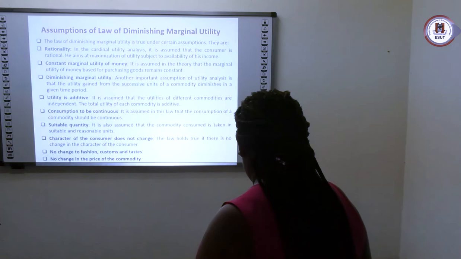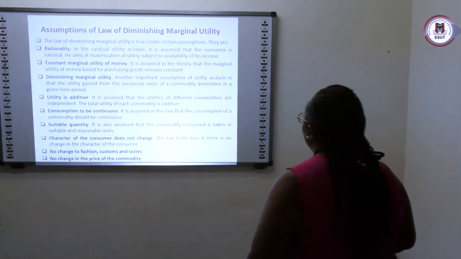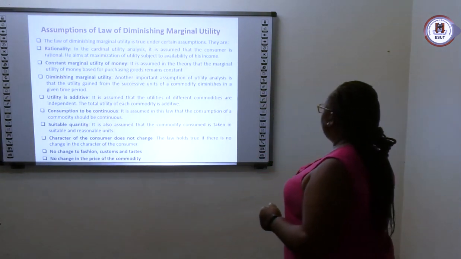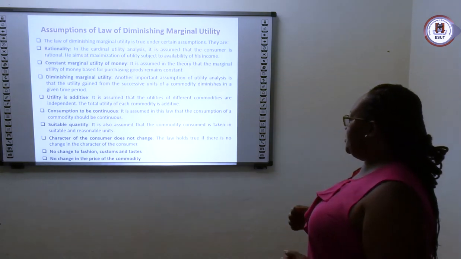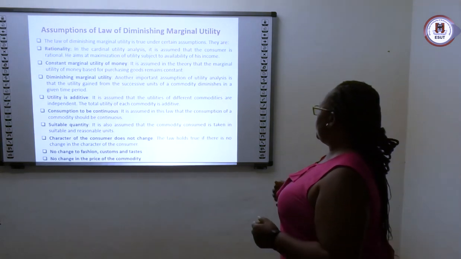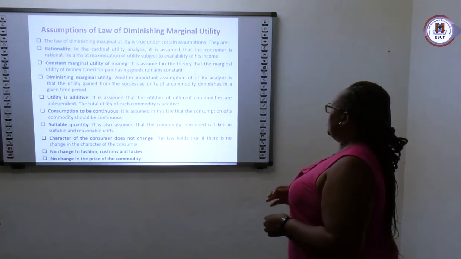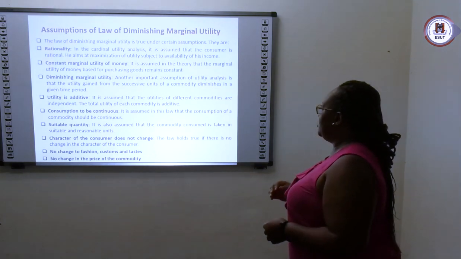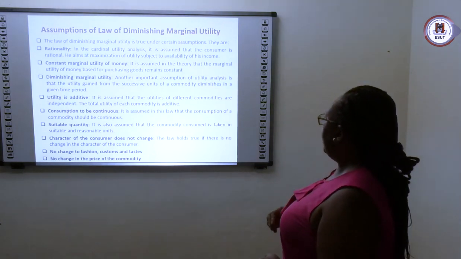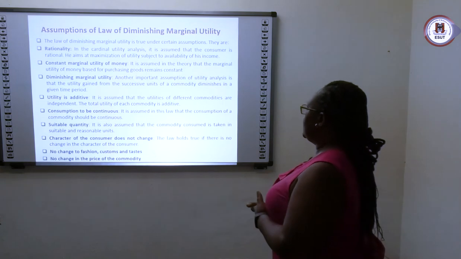Constant marginal utility of money. It is assumed in the theory that the marginal utility of money used for purchasing goods remains constant. So the marginal utility of money used for purchasing is always constant.